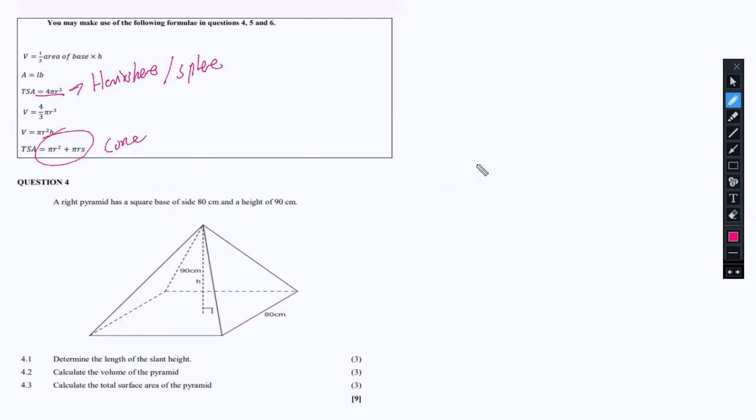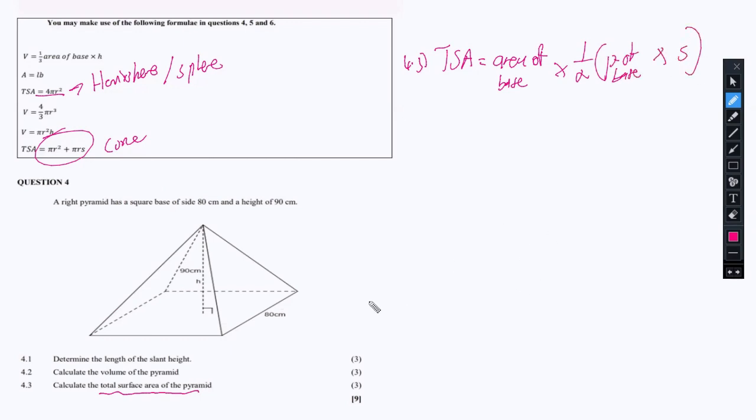Okay, so what you need to check here is to find the total surface area of the pyramid. We know the formula. We'll say TSA is equal to, this is always, area of a base plus 1 over 2 perimeter of base times the slant height. So this is the total surface area of the pyramid, which as we can see here, it is not given. You needed to know it.